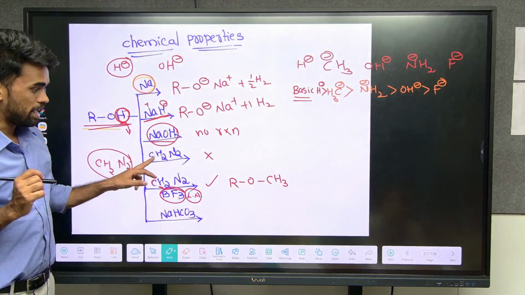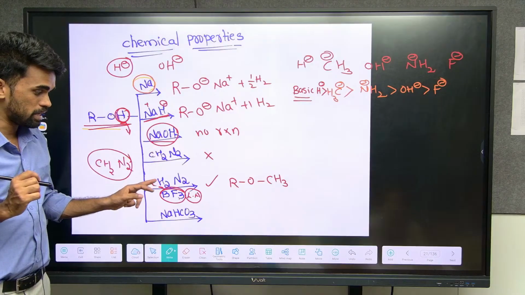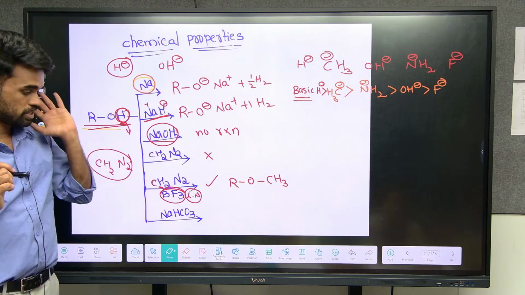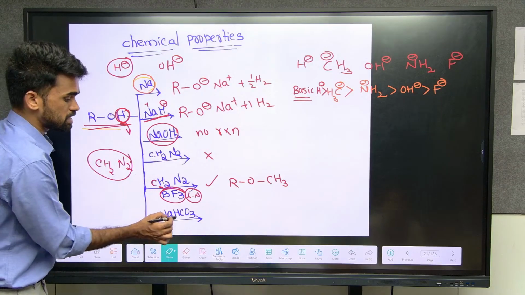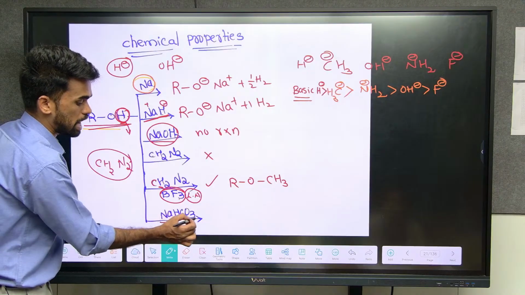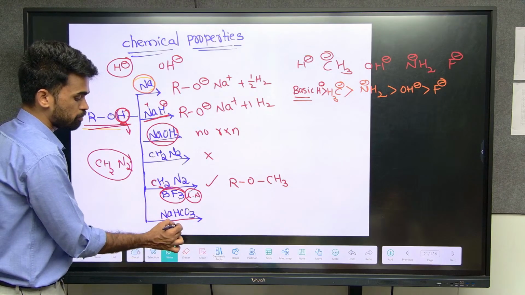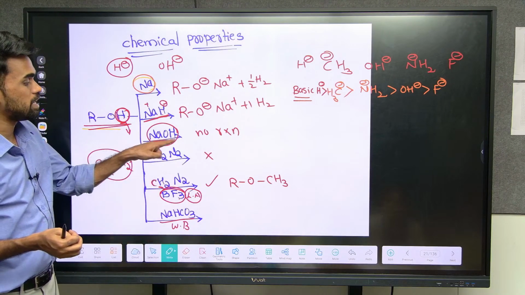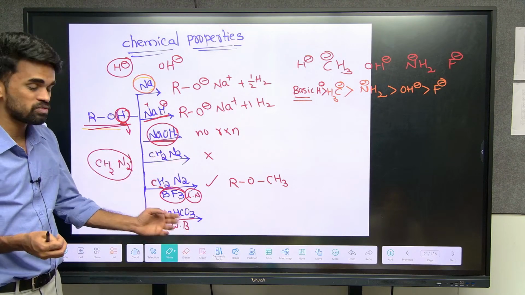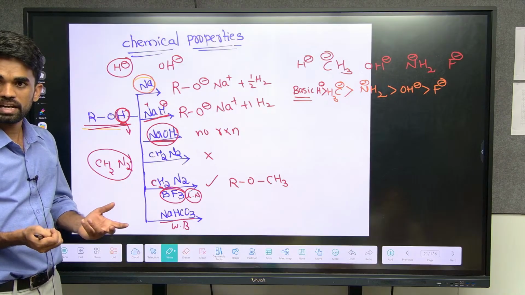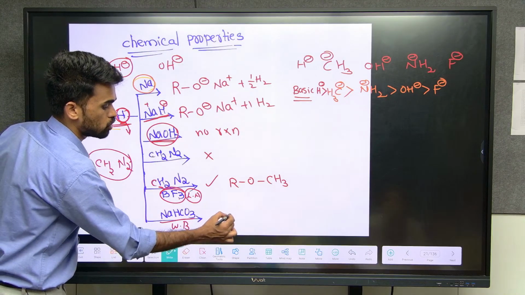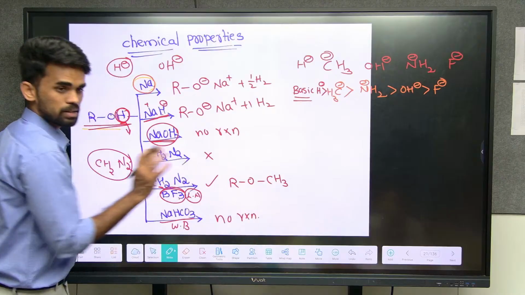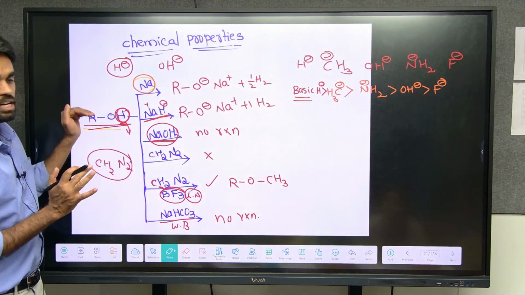Okay, directly it is no reaction, but in presence of Lewis acid reaction takes place. Now NaHCO3 is there. This is sodium bicarbonate, so this is a weak base. Even a strong base like NaOH is not reacting. How will this weak base react? They won't react, so you can simply say no reaction. Is this clear everyone? These are some chemical properties of alcohol.